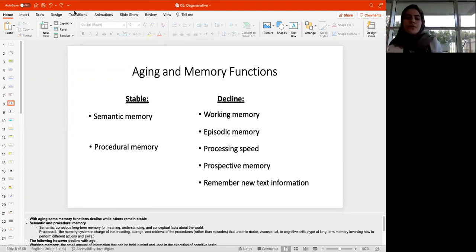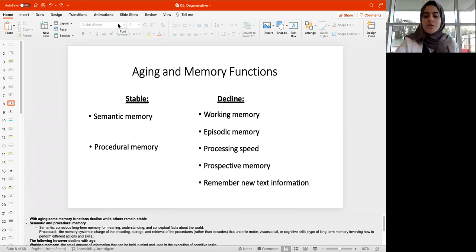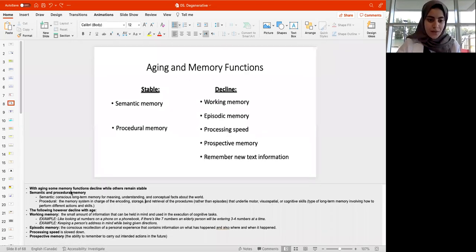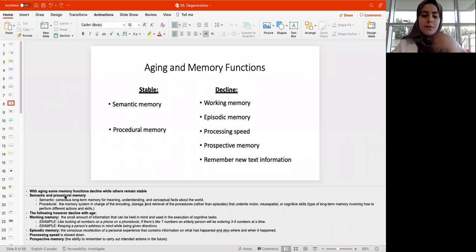Okay, so aging and memory functions. With age, there are multiple things that change in the body. We used to think that all sorts of memory change with age, that your memory of everything decreases with time. But no, that's not the case. Certain types of memory decline with time, but other sorts of memory like semantic memory and procedural memory are stable. I put the definition of each one here.